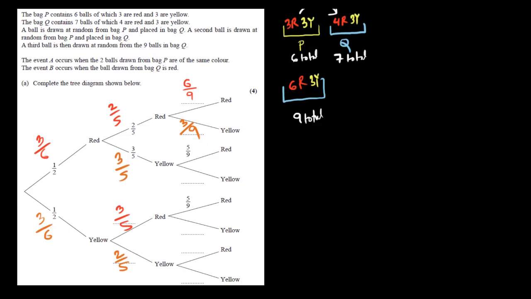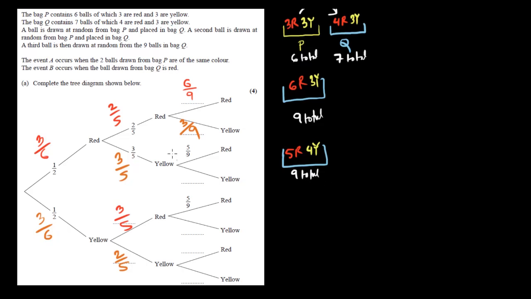Now the next one. Again, we are taking it from this branch, so let me draw another Q bag over here. You have taken 1 red and 1 yellow. That means the red has increased by 1, so there are 5 red, and the yellow has increased by 1, so there are 4 yellow. So the total is still 9.